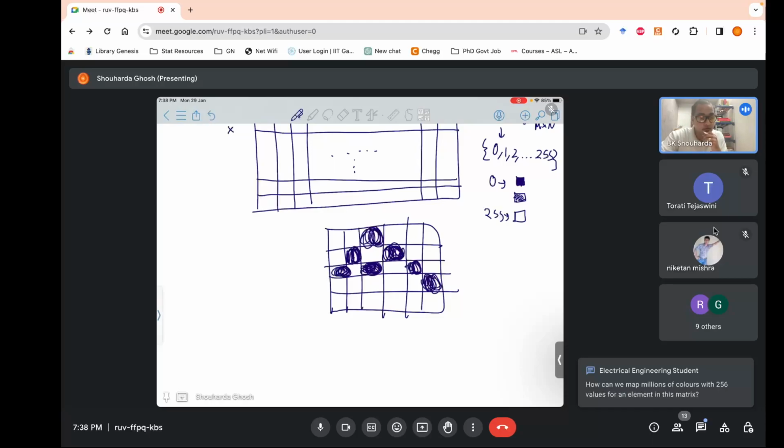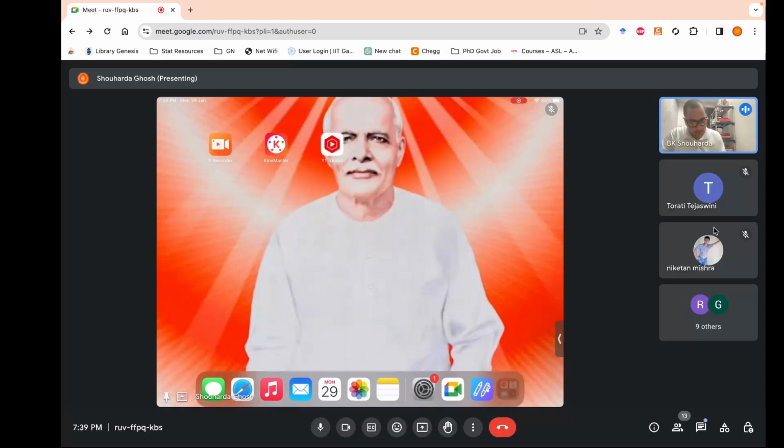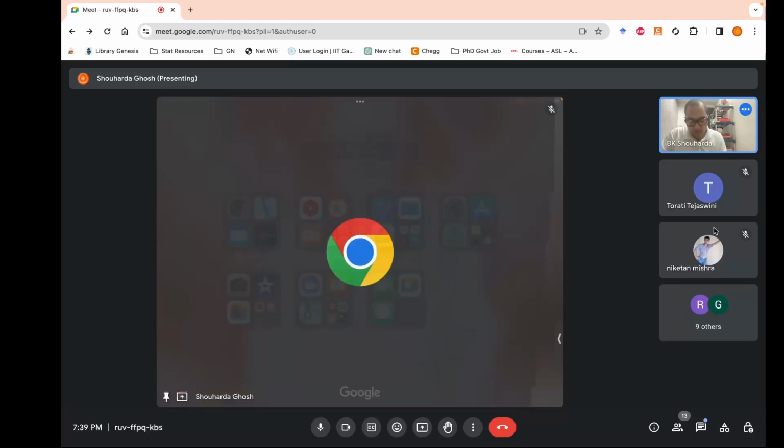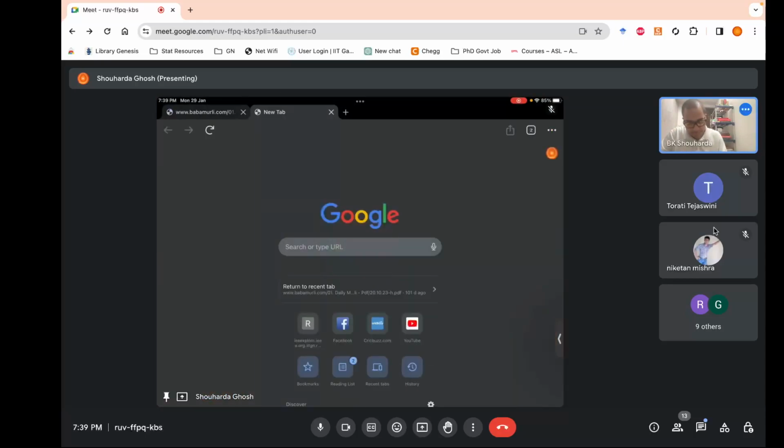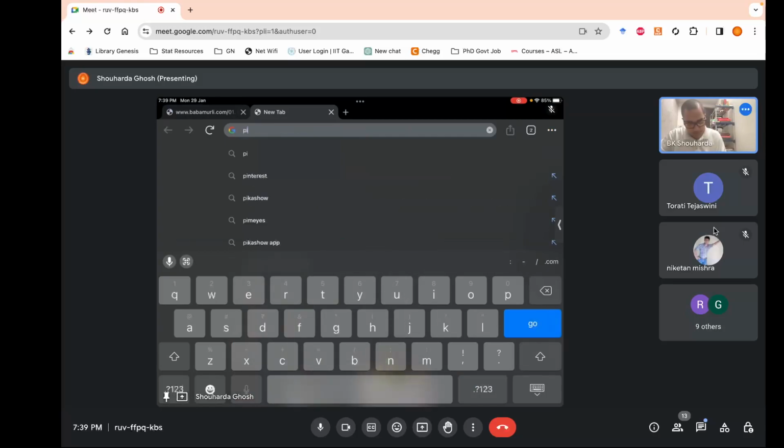Billions of colors with 256 values for an element. Okay, I'll come to it. So what happens is that, okay, let me, I think I have to go to Google then. Pixelated.